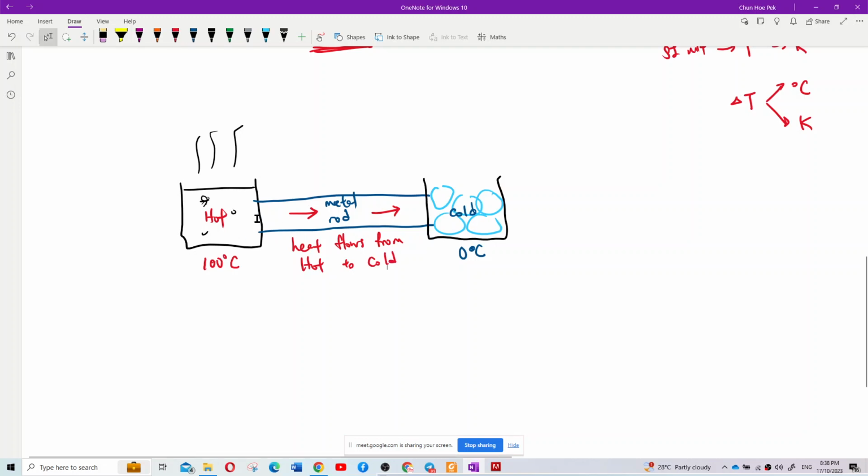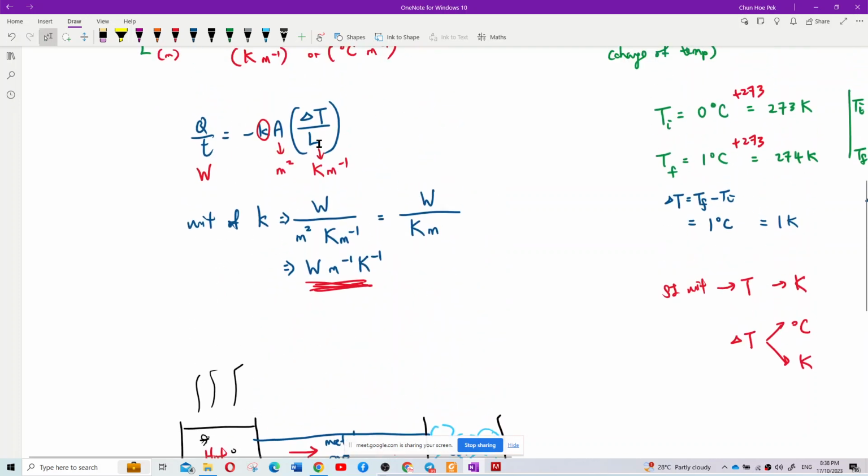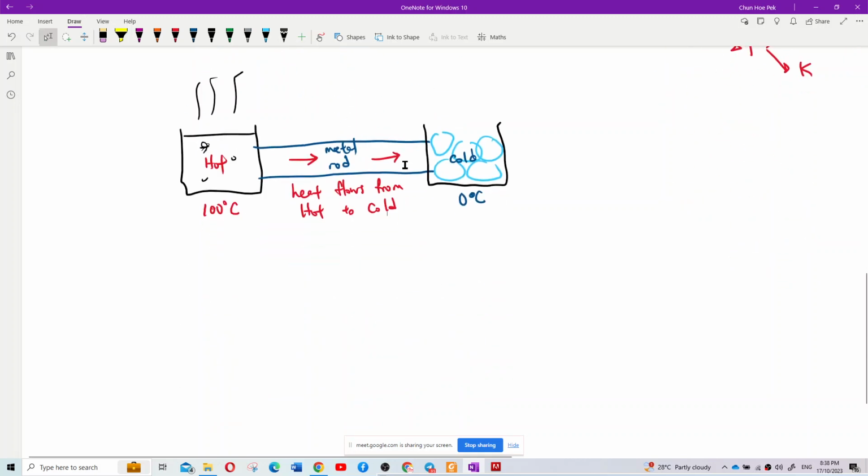So we've got heat energy flowing from hot to cold. Based on this formula, the rate of heat flow, let me write it out: Q over t equals negative K A delta T over L, where L is the length or distance. Okay. So how do we explain this formula, class?